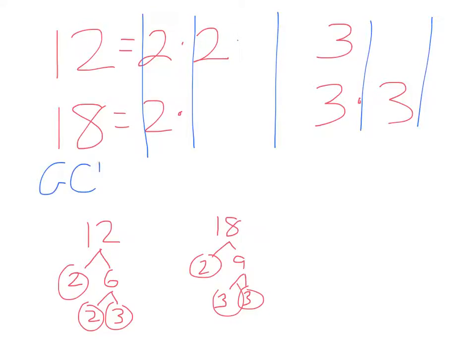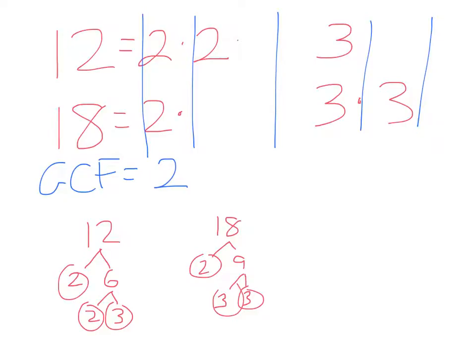And then I look for my GCF. My greatest common factor is, I'm looking at all of the columns that are full. So I look at the first column. Is the first column full? Yes, it is, because it's got 2's at every level.